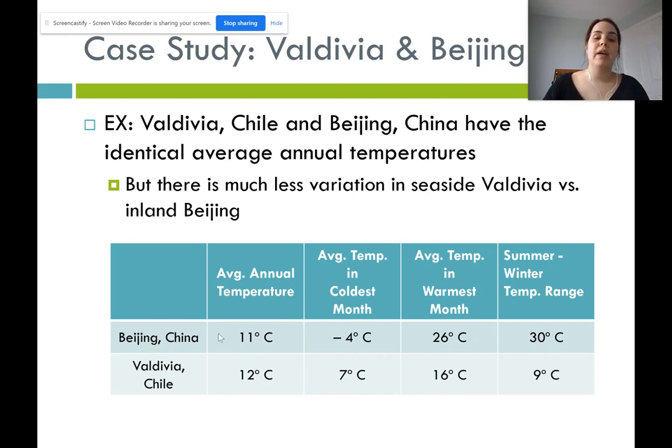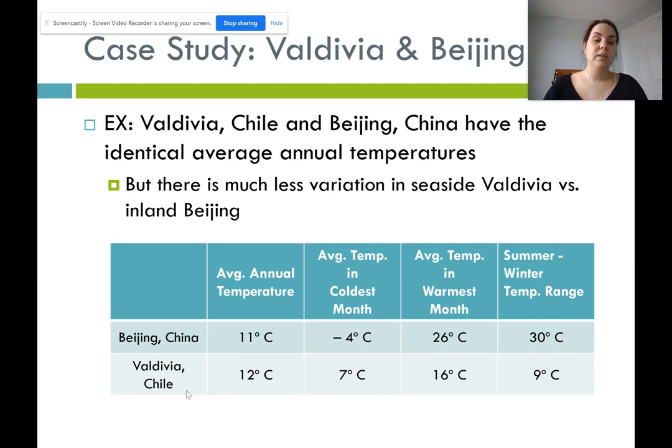So what we see, even though their average annual temperatures are the same, the degree to which they change is much different. So an area that's far away from a large body of water, we see in the winter it's pretty cold, and in the summer it's pretty hot. So we're going from -4 degrees to 26 degrees Celsius. So the amount that that temperature ranges is by 30 degrees. Okay, so really cold in the winter, hot in the summer.